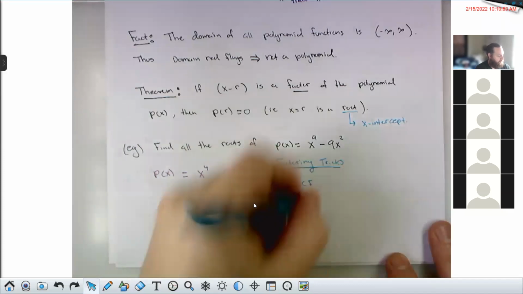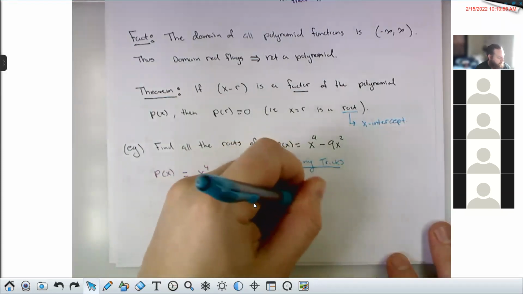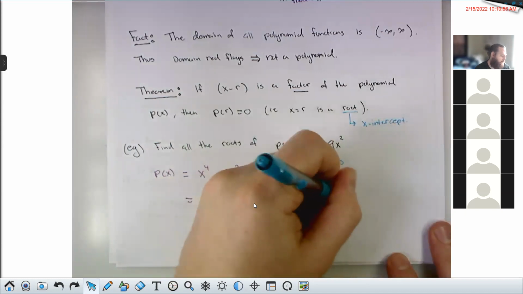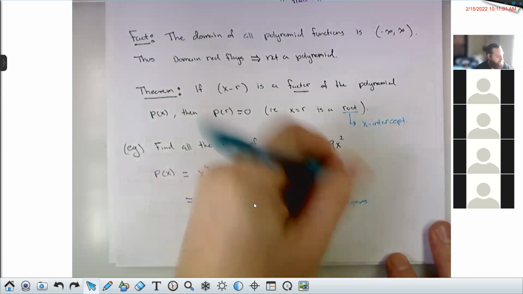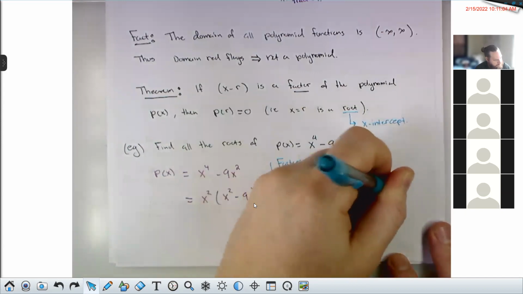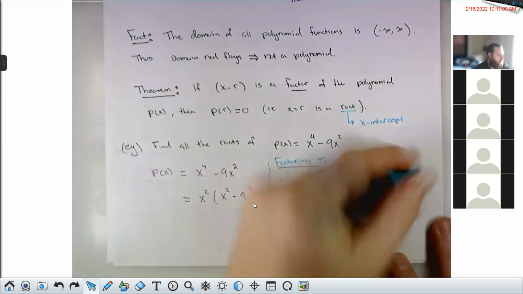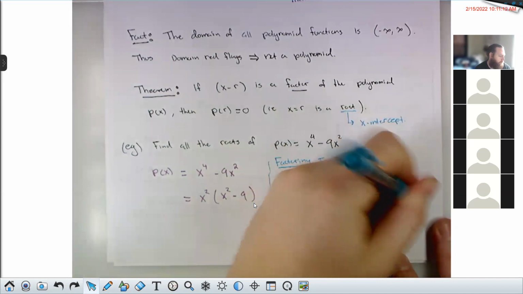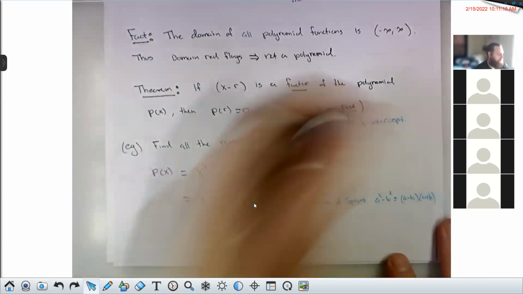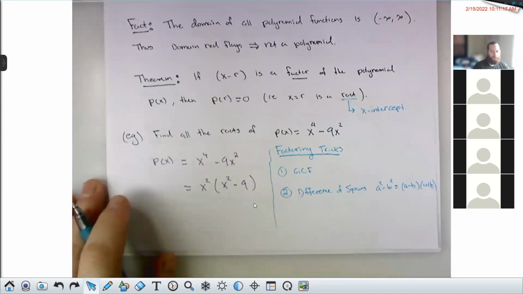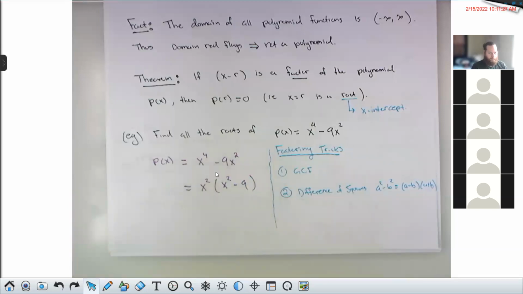My next favorite factoring trick is called the difference of squares, and that's what we're going to use here. This says that a squared minus b squared, no matter what a and b are, they could be variables, they could be numbers, can always be written as a minus b times a plus b. And the expression here, x squared minus 9, is of that form, right? 9 is 3 squared. So this piece here can be factored as x minus 3 times x plus 3 according to the difference of squares rule.